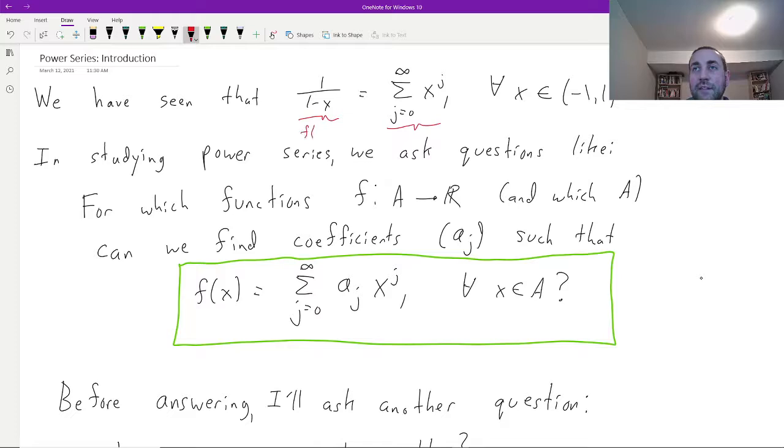We have some function here, f of x, and on the other side we have something that looks like an infinite sum of polynomials. And so the general question that we ask when we're talking about power series is the following. For which functions f from some domain A to R, and for which domains A, can we find coefficients, real numbers a_j, so that we have this identity, f of x is equal to the infinite sum from j equals 0 to infinity of a_j times x to the j? We're going to start answering this question in this video and then continue in the following video.